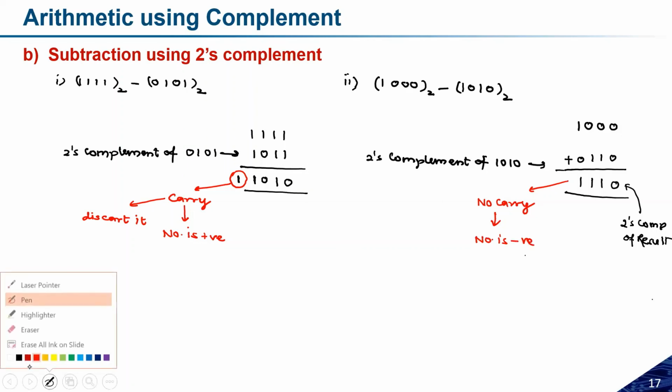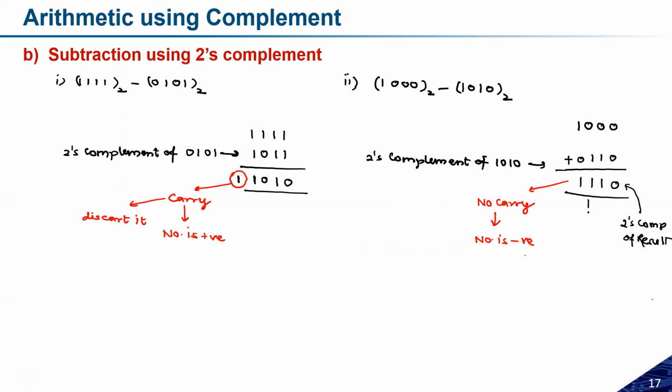If it is negative, then what I have to do is perform the 1's complement and then add 1. The 1's complement will be 0 0 1 0, and then I add 1, so that number will become 0 0 1 0. So the actual result will be 0 0 1 0, and this is negative. So this is the actual number.